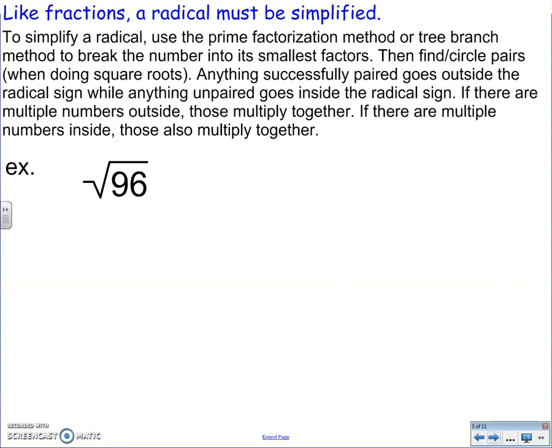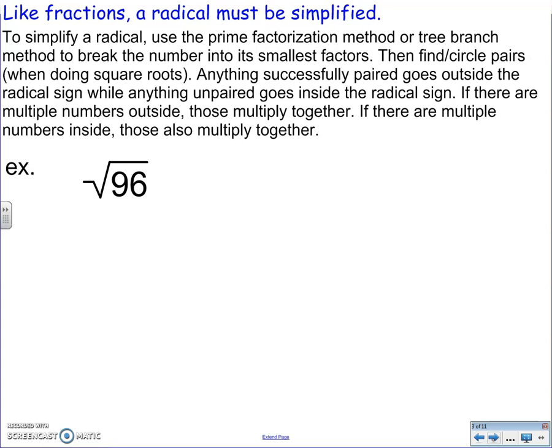To simplify a radical, use the prime factorization method or tree branch method to break down the numbers into the smallest factors. Then you find or circle the pairs when you're doing square roots. And anything successfully paired goes on the outside of the radical sign, while anything unpaired goes on the inside of the radical sign. If there are multiple numbers on the outside, they do multiply together, and if there are multiple numbers on the inside, they do multiply together.